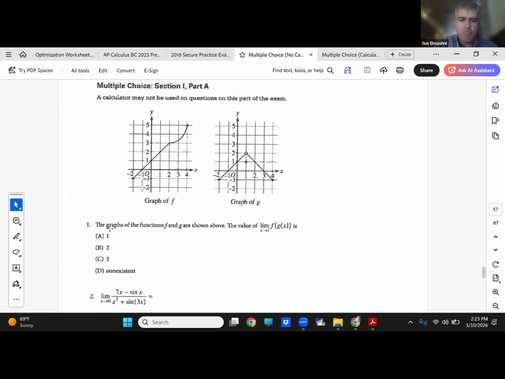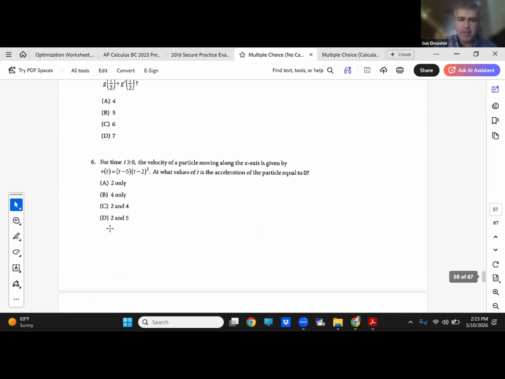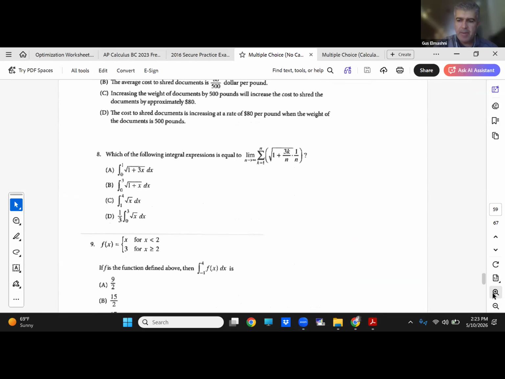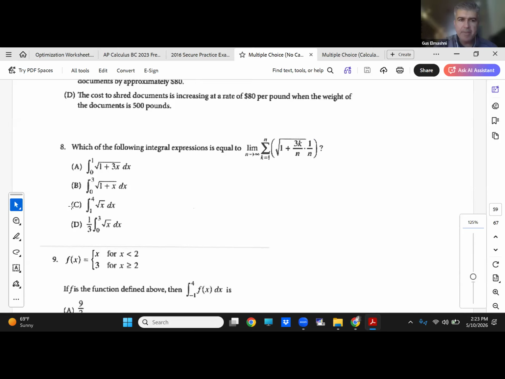I'm going to really push you guys a little bit here. I'm going to throw you guys in the deep end right now. I don't know if you guys have done these questions. These started a few years ago. These are Riemann sum questions, and it's trying to connect it to the integral.